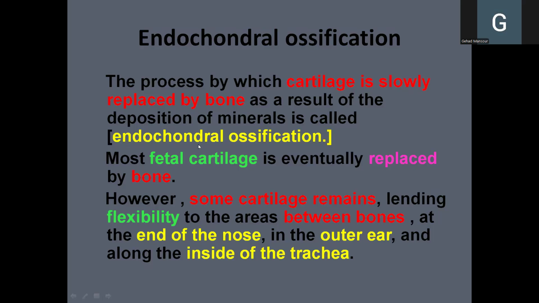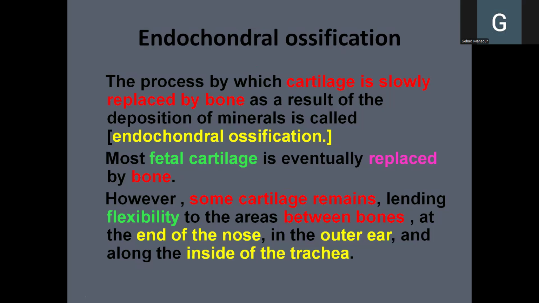call it endochondral ossification. Ossification means formation of bone. Chondral means cartilage, and endo means inside. So inside the cartilaginous matrix, we will be depositing calcium and phosphorus. So most fetal cartilage that was present during the first 2 months of pregnancy will be eventually replaced by bony tissue. But some cartilage remains in the body without ossification.